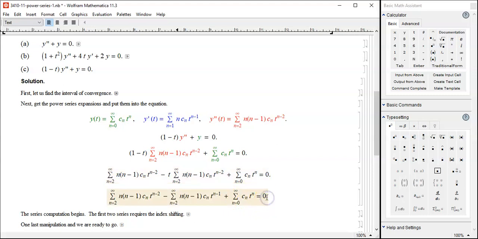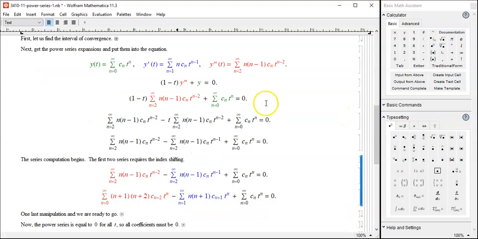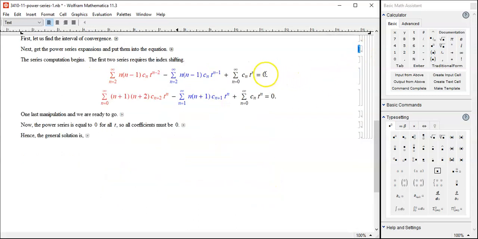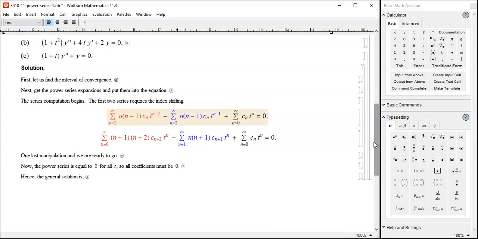So we have that. All right, and then we apply index shifting. So rewrite this one like that with color coding, and then apply index shifting to the red series and the blue series separately. For the red series, we are replacing n by n plus 2. For the blue series, n by n plus 1.